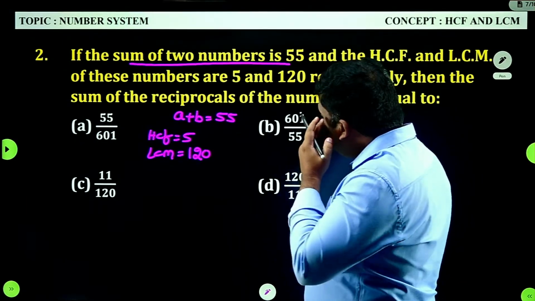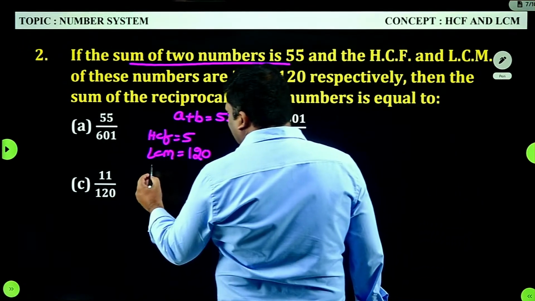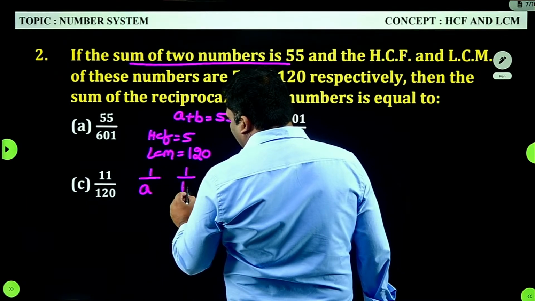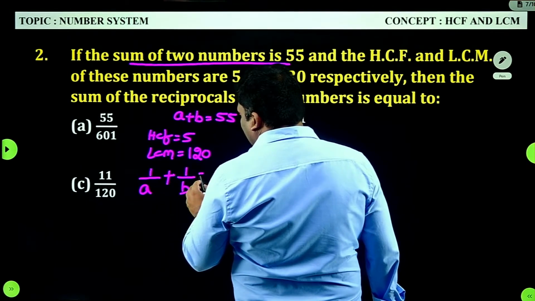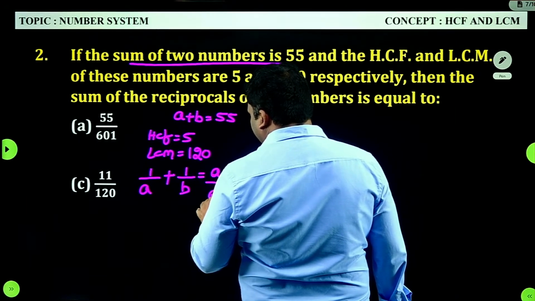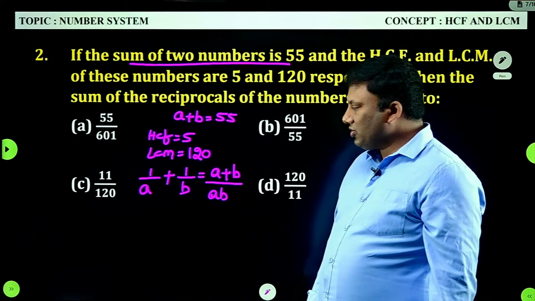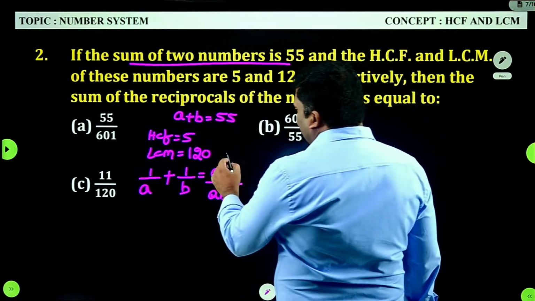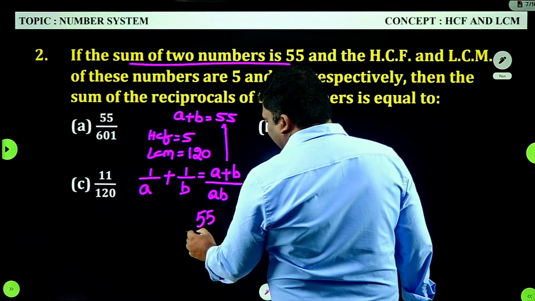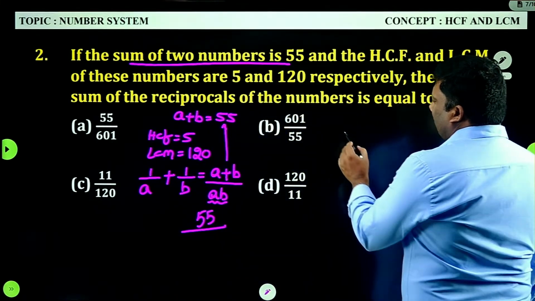What is he asking? Sum of the reciprocals of the numbers. A reciprocal is 1 by A. B reciprocal is 1 by B. Sum is plus. So I require A plus B by AB. A plus B is the sum of the numbers, that means in the numerator it is 55. The product of the numbers I require.